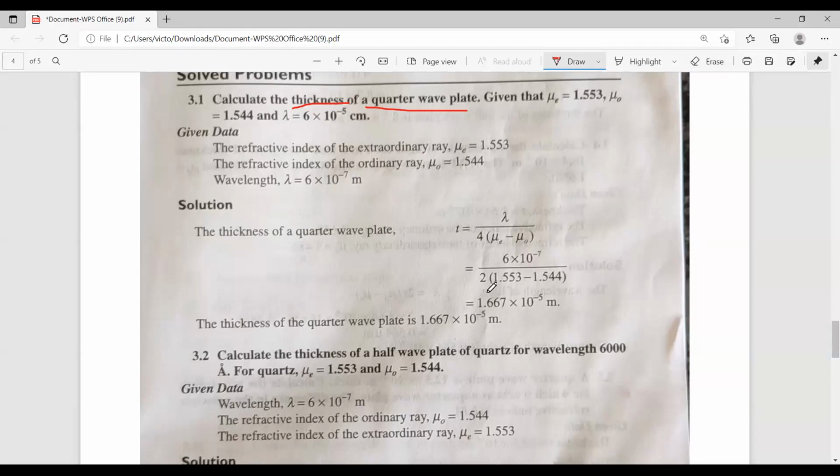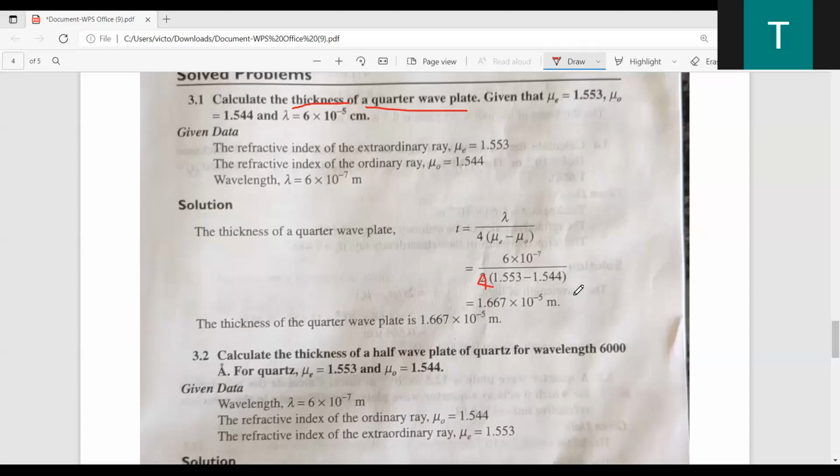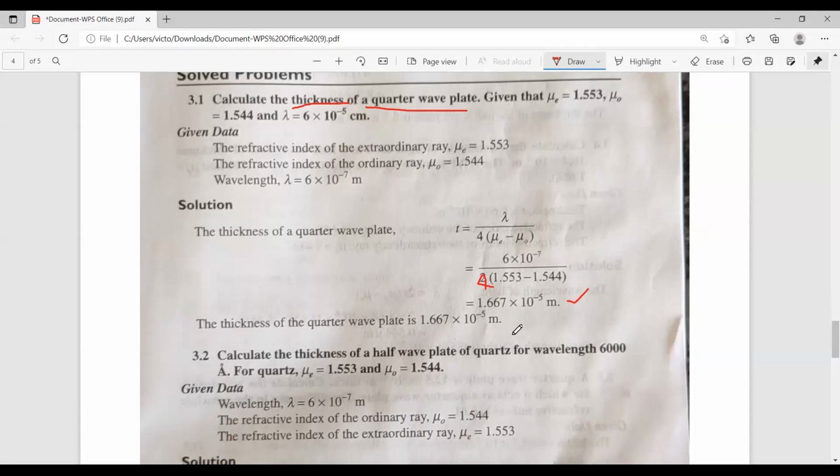And next here, it is a quarter wave plate. So substitute here 4. So 4 into 1.553 minus 1.544. And this value is equal to 1.667 into 10 power minus 5 meters. So this is the thickness of the quarter wave plate. Very simple problems.